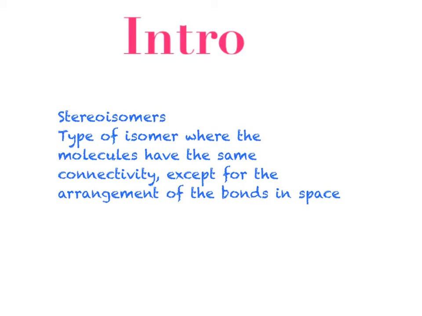meso compounds. Specifically, stereoisomers are a type of isomer where the molecules have the same connectivity except for the arrangement of the bonds in space. This is important in the following slides because the molecules will differ by their arrangement of the bonds in space.